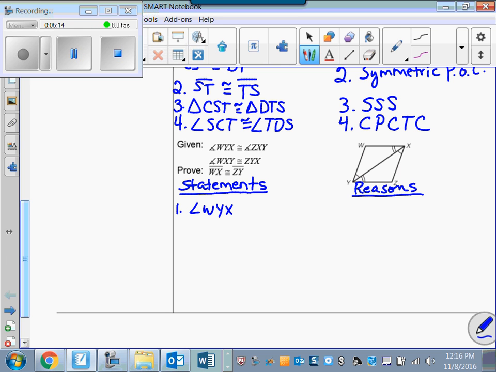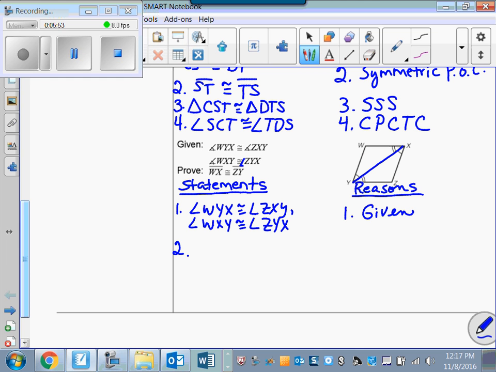Angle WYX is congruent to angle ZXY, and those are already marked. If they weren't marked, I would definitely want to mark them in my drawings. And I'm also given that angle WXY is congruent to angle ZYX. All that is given. Okay, so this looks pretty simple. All I got to do right here is take this side right here, say it's congruent to itself, and then I can use angle side angle to show that those two triangles are congruent.